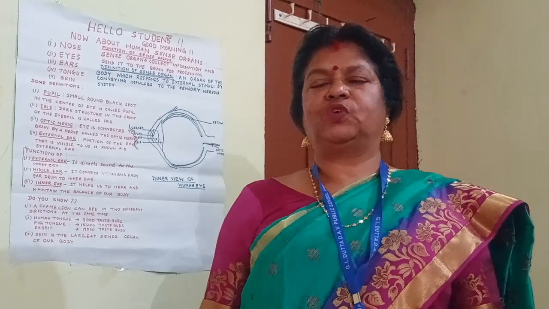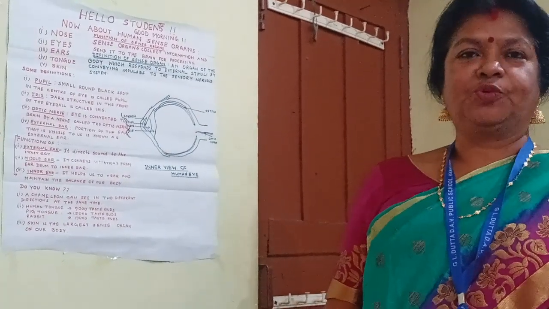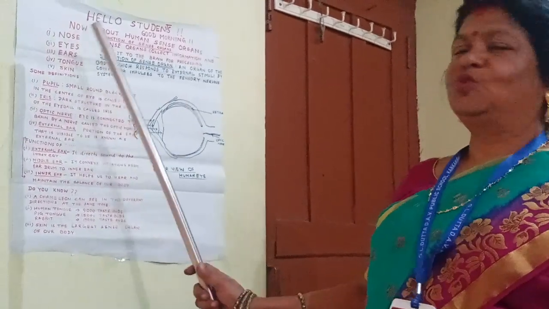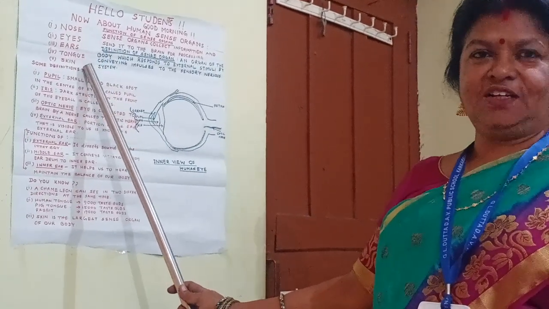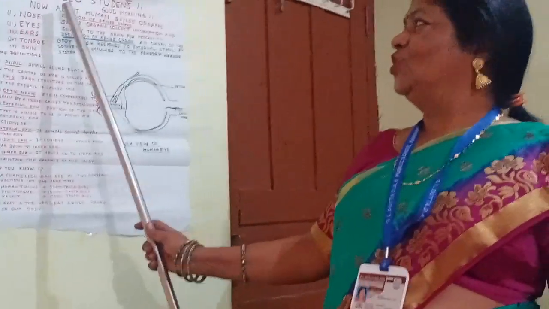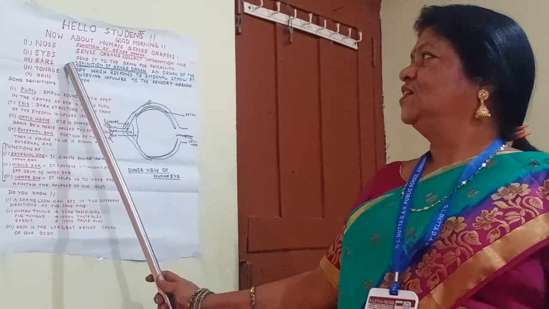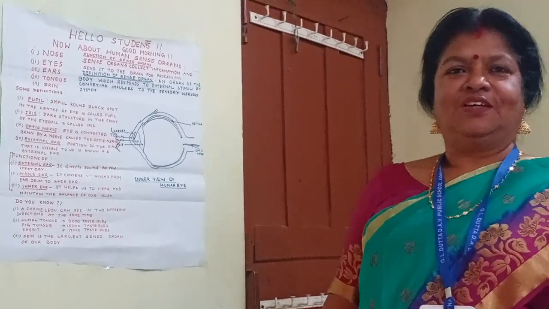Today we will proceed towards sense organs of human body. Do you remember what are sense organs of human body? Those are nose, eyes, ears, tongue and skin. There are 5 sense organs: nose, eyes, ears, tongue and skin.